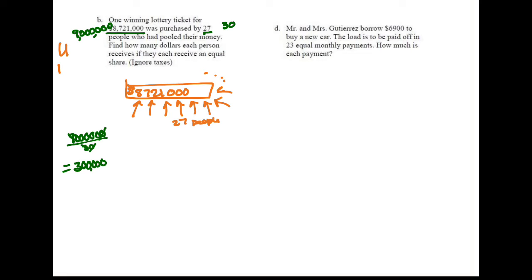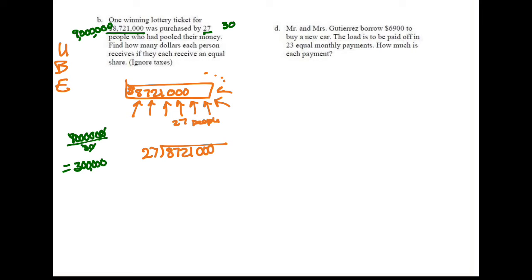Okay, let's build our plan. We're going to actually divide, right? So let's do long division. So 27 divided into, sorry, 8,720,000. Okay, whoops, execute. So 27 into 87.